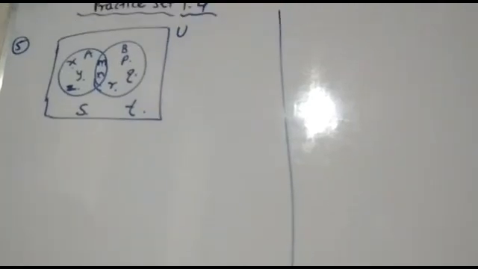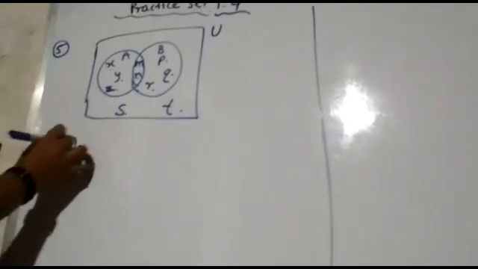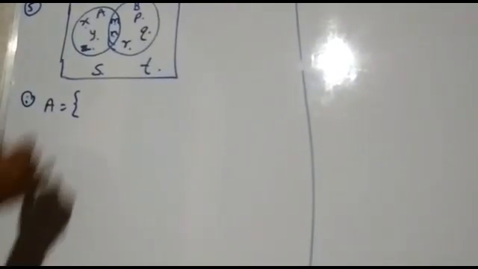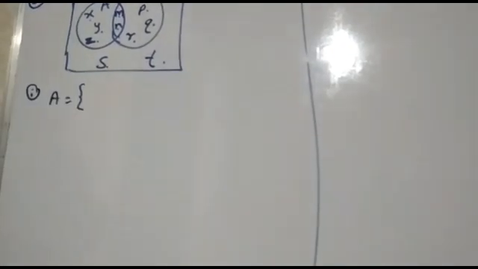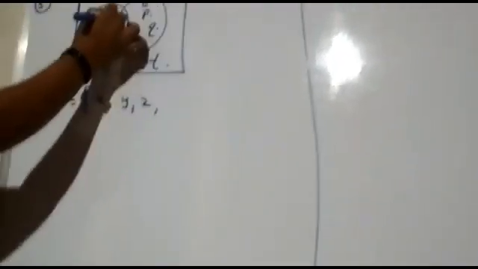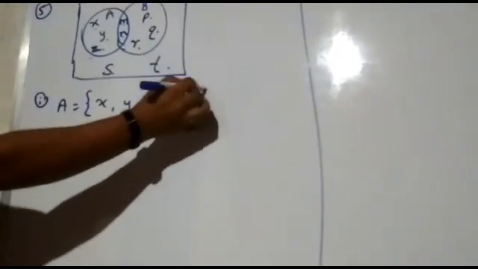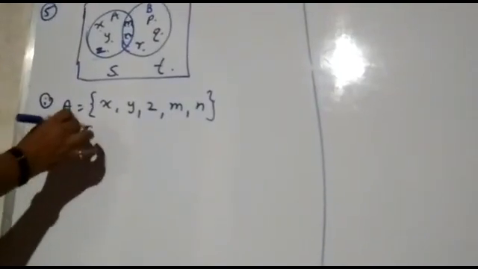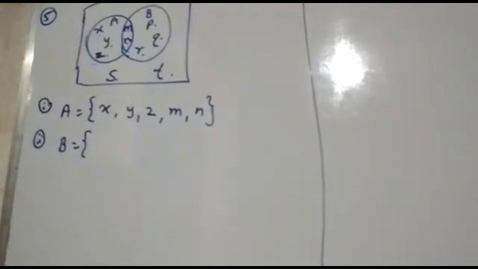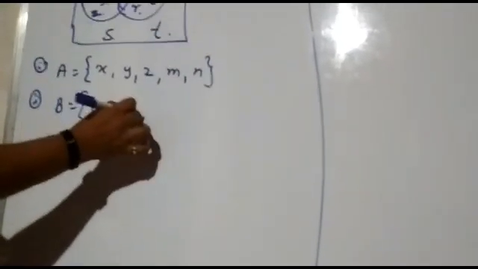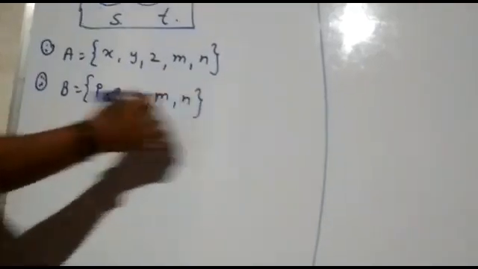In the first question, write down set A. How to write the set A? In set A, we have to write down the elements present in the A set, means present in the A circle. Write down elements X, Y, Z, and commonly elements M and N. This is the set A. Then second, B set. The elements present in B set are P, Q, R, then M and N.